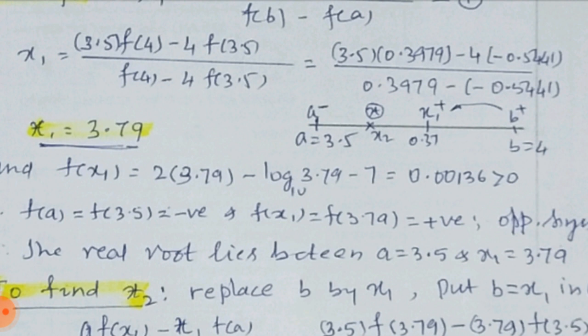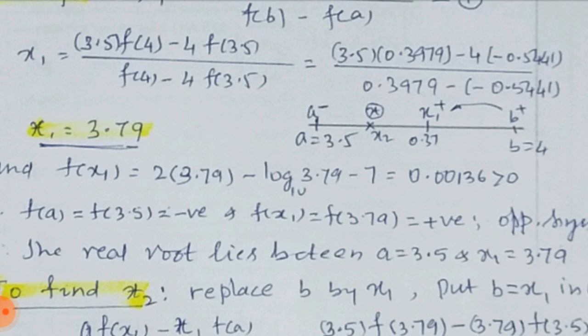Just draw a line showing that mark a is equal to 3.5, b is equal to 4. f of a is negative, I have shown a negative, and f of b is positive, I have shown b plus. These two have opposite signs. Therefore, root x1 is equal to 3.79. Definitely it lies between these two. Let it be x1. x1 is equal to 3.79.